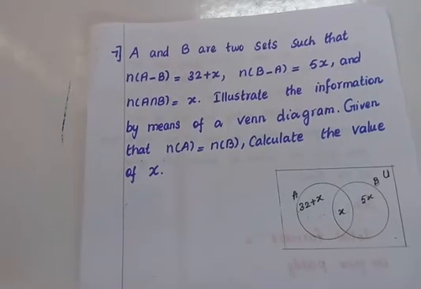Seventh question. A and B are two sets such that n(A − B) = 32 + x, n(B − A) = 5x, and n(A ∩ B) = x. Illustrate the information by means of a Venn diagram. Given that n(A) = n(B), calculate the value of x.